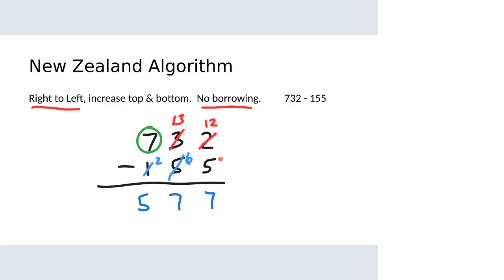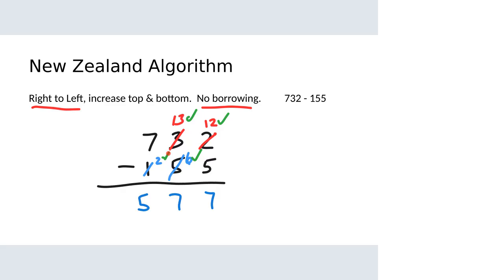I find this to be extremely clever. There's no borrowing at all. There's no moving anything between place values. We're strictly just, I'm going to make this bigger by 10, make this bigger by 10. I'm going to make this bigger by 100, I'm going to make this bigger by 100, and now subtract what I have.